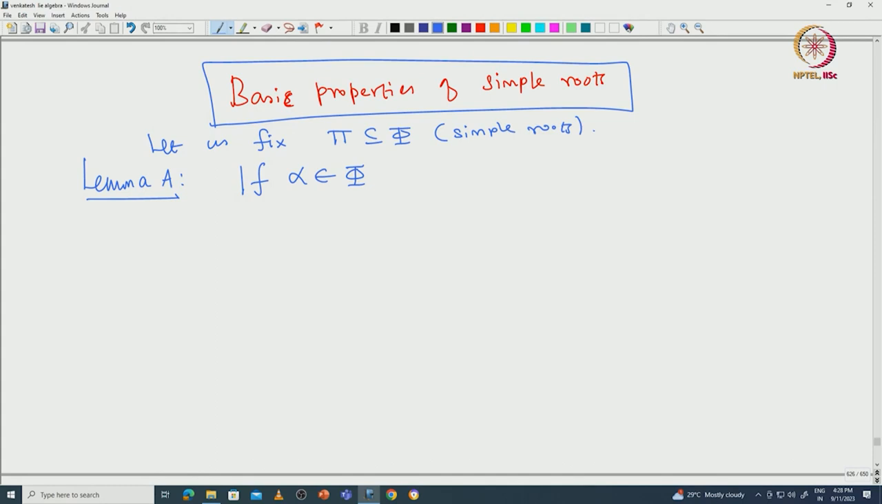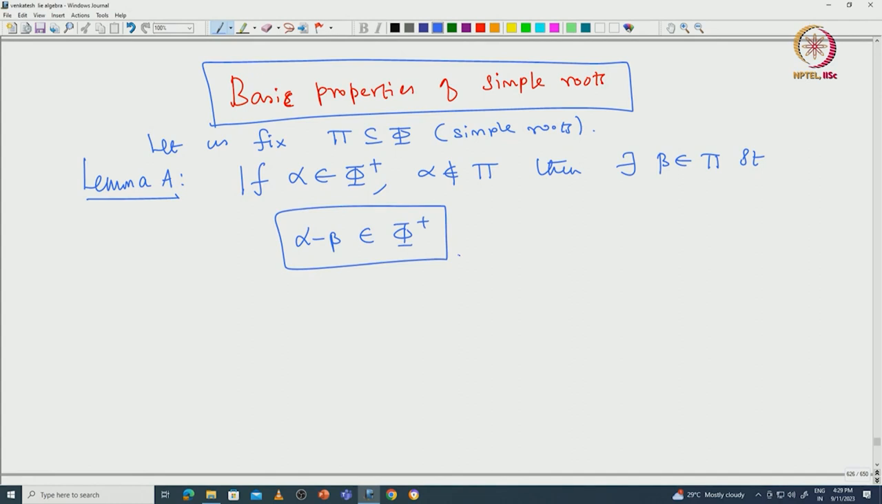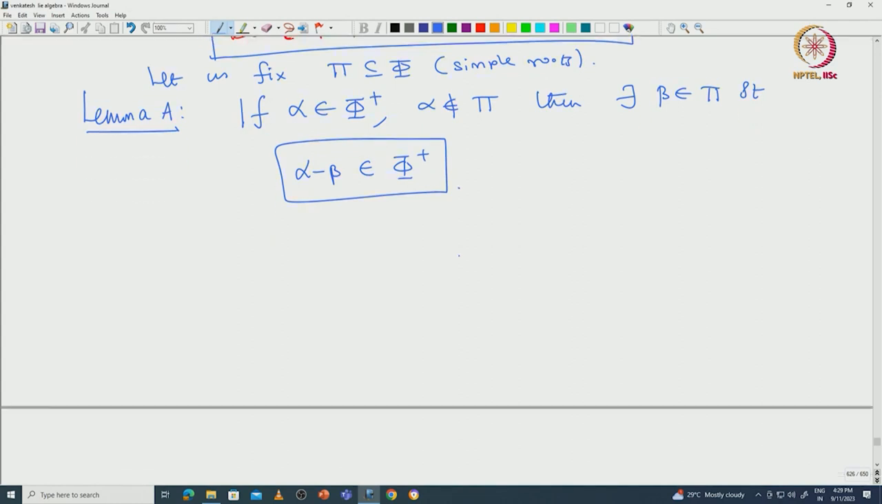If α is in Φ and we assume that α is not in Π, so it is not simple, then there exists β from Π such that α − β is actually a root. If we assume α is positive, then we can make sure that α − β is also a positive root. So, how does one do this?